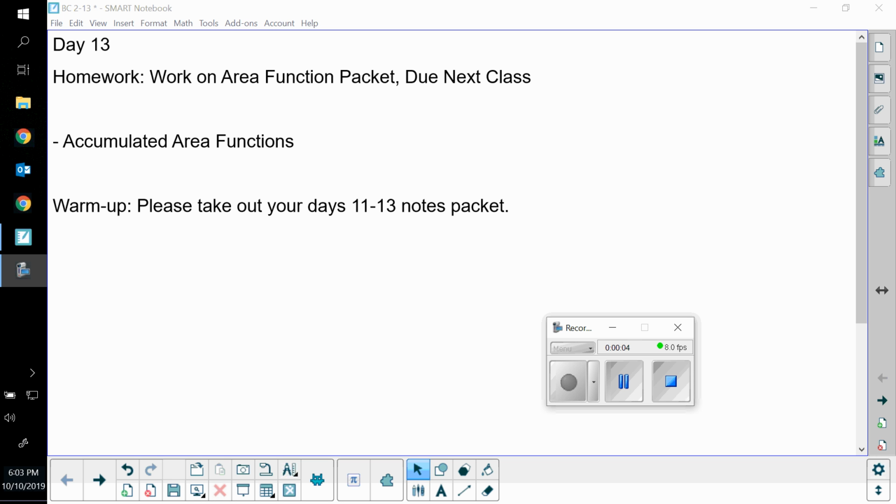Welcome to day 13. Your homework for the final time is to work on the area function packet that will be collected tomorrow at the start of class. It will be graded like a problem set, so it will be graded for correctness.